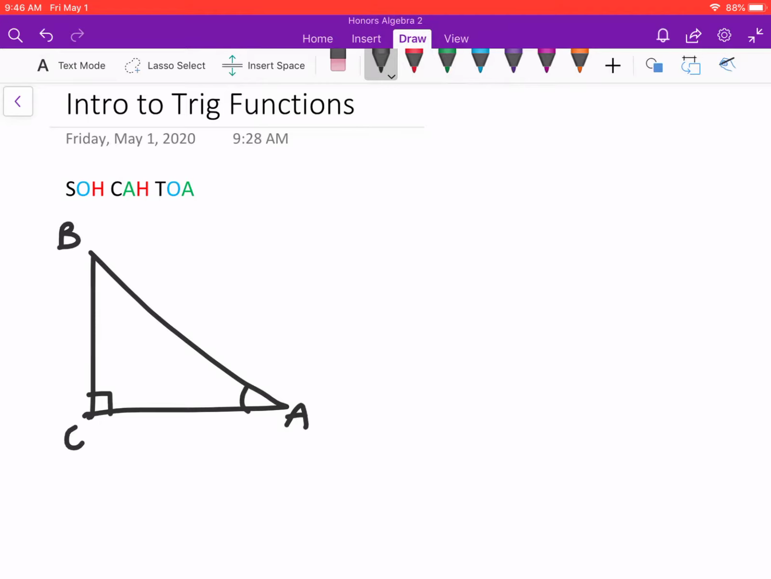So this is a right triangle, as you can see, and the side that's opposite that right angle is always the hypotenuse. So I'm just going to label this as hypotenuse.